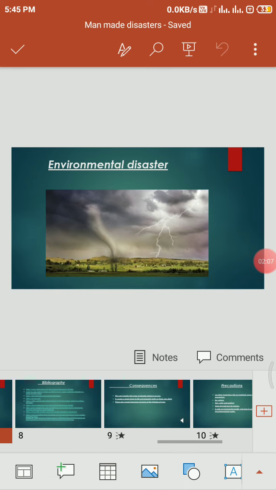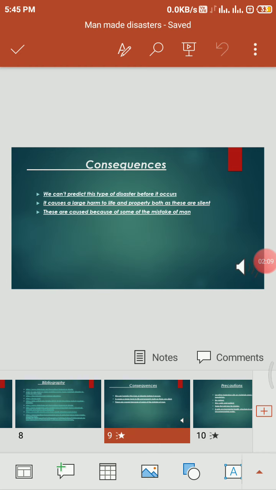Then we will proceed to the consequences, meaning the effects of the disaster. We cannot predict this type of disaster before it occurs, just like a natural disaster. When it occurs, it causes great and large harm to life and property both, because it is silent. And these are caused because of some of the mistakes of man.